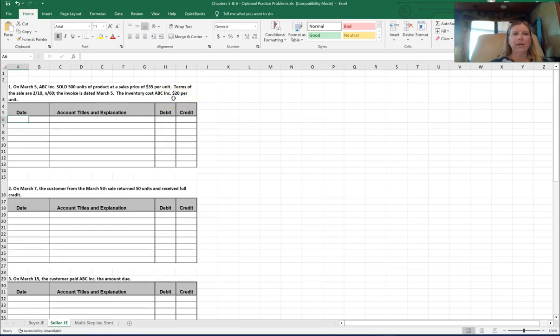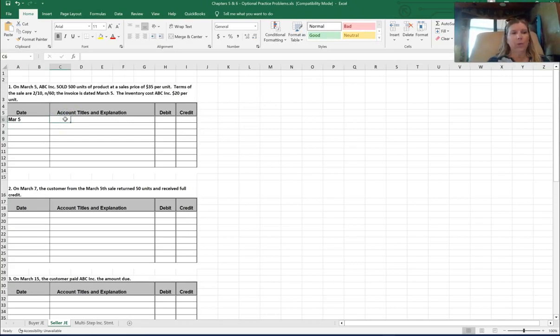So whenever a seller sells merchandise, there's always two journal entries to do. You have to record the sale to the customer at the sales price. In this case, it's $35 per unit. And you have to move the cost that those goods cost us when we originally purchased them out of our inventory account, because now they're no longer ours. They're being sold to a customer, and into our cost of goods sold. Okay? So the very first thing we always do is record the date. It's March 5th.